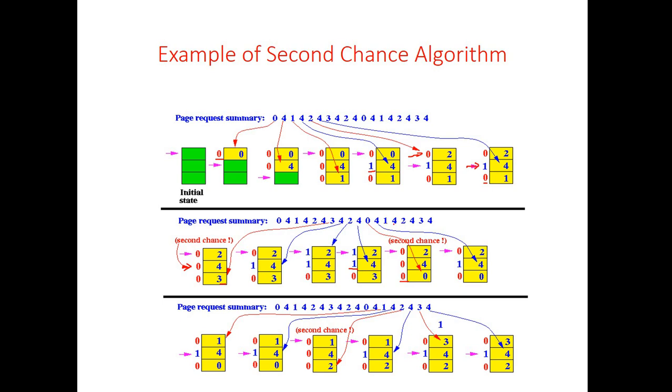Page number 1 is not in the main memory, so we need to replace a page. Now the pointer is pointing to page number 4, but the reference bit of page number 4 is 1. So the target frame for replacement is not 4. The bit 1 of page 4 is replaced by 0, and the next target frame will become 0 for the replacement. So likewise the procedure continues until all the requests are processed.